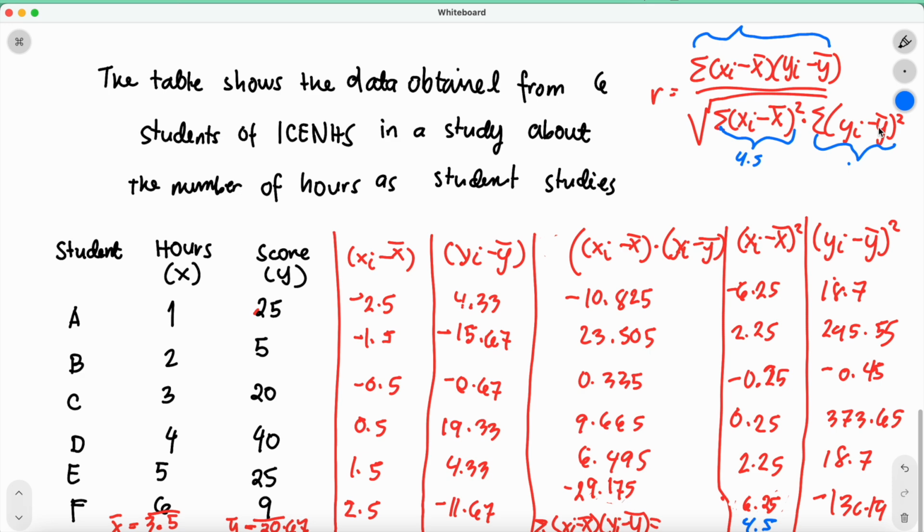Is this correct? I hope that I filled this out correctly. Okay, so here we need to sum this part also. So negative 10.825 plus 23.505 plus 0.335 plus 9.665 plus 6.495 plus negative 29.675. Oh, this is 0.